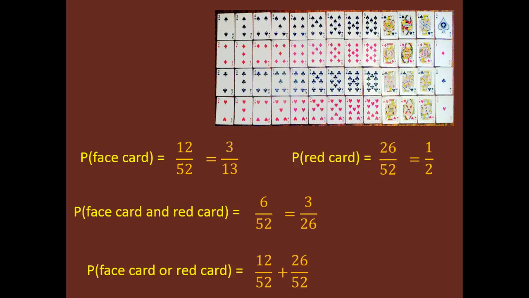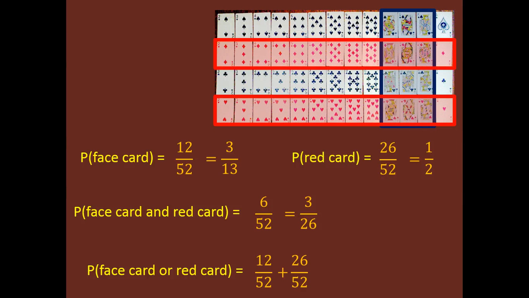Well, the probability that we pull a face card out is 12/52, and the probability that we pull a red card out is 26/52. But we have to be really careful when we're looking at that word "or," because we have now counted some cards twice. In fact, the cards we've counted twice are the cards that are both red cards and face cards.